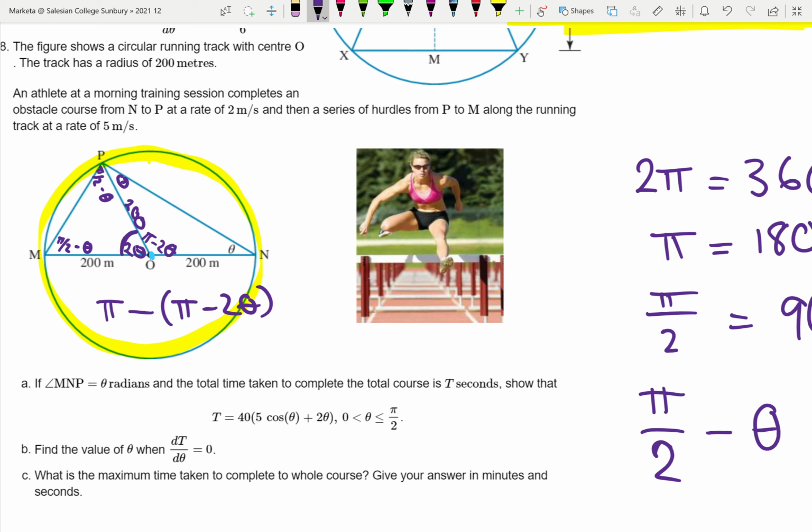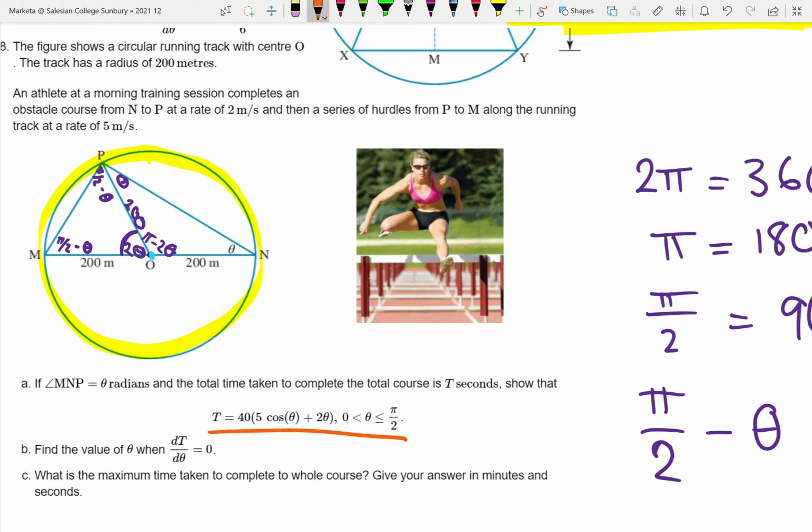So look, it's a little bit messy, but hopefully you can see how I've labelled that all in. Not all of them need to be there, but I've put them all so that any information we need will be there. So let's have a look. If angle M and P, this angle in here is theta radians, and the total time to complete the course is t seconds. Show that t is this.